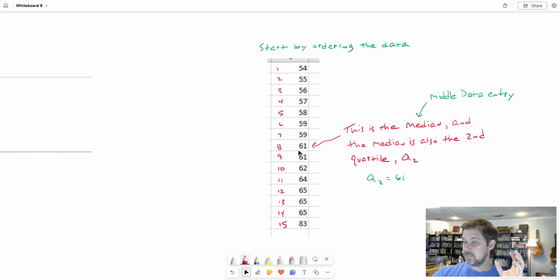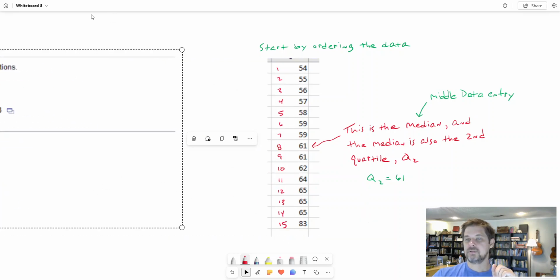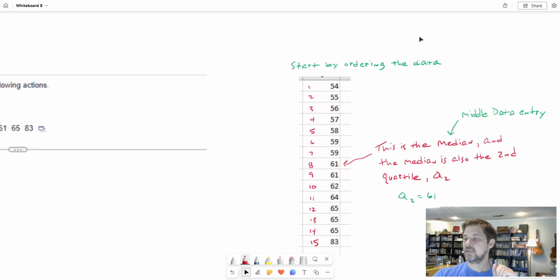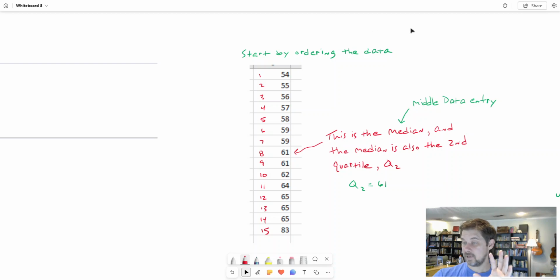Okay, so that's the median. That's the same thing as the second quartile. So Q2, the second quartile, is 61. That's how you would begin, and that's how you'd find that.